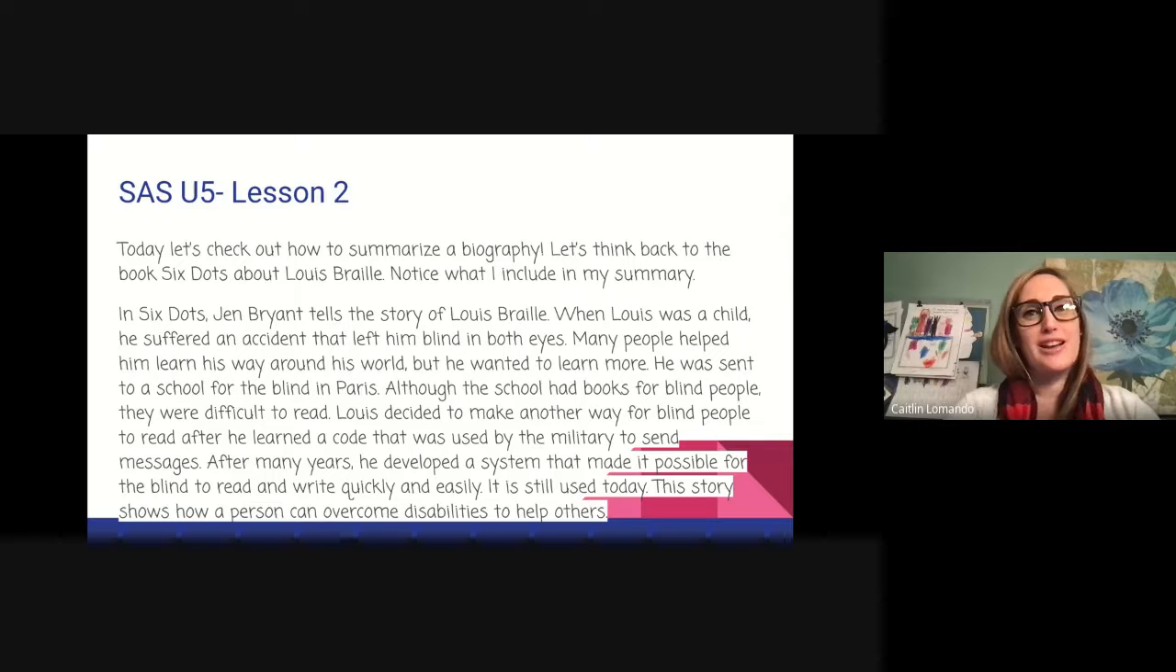And my summary concluded or ended with the big theme or message of the book. What does the author of the biography want you to know or learn about that person after reading? In my opinion, the author, Jen Bryant, of the book 6 Dots about Louis Braille, wants to show us that a person can overcome their disability to help others.